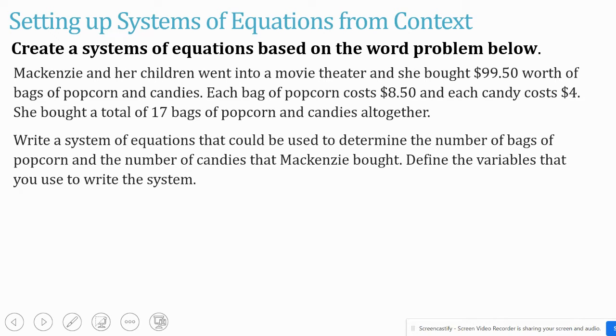So I'm going to go through here and I'm going to just highlight some important information. So she bought $99.50 worth of bags of popcorn and candy. So that's going to be a total. So that's super important. Each bag of popcorn costs $8.50. That's important. And each candy costs $4. And she bought a total of 17 bags of popcorn and candy altogether.